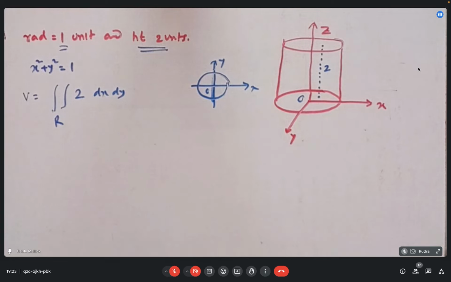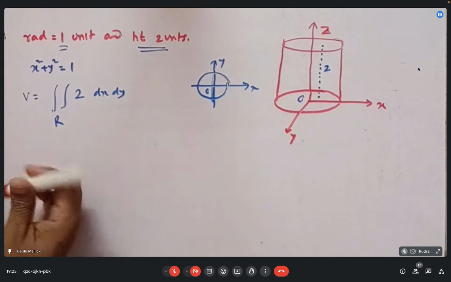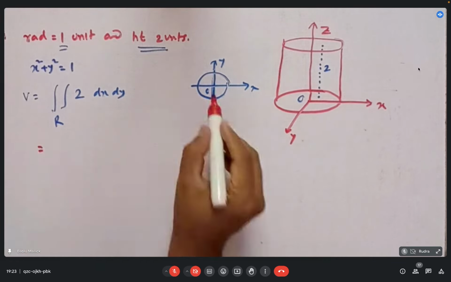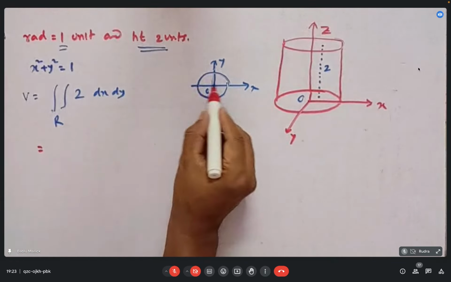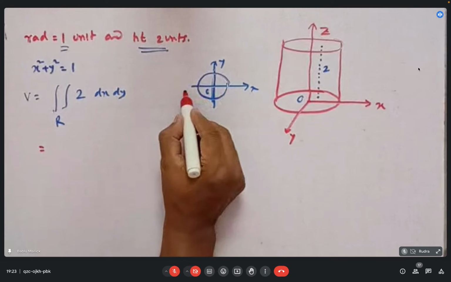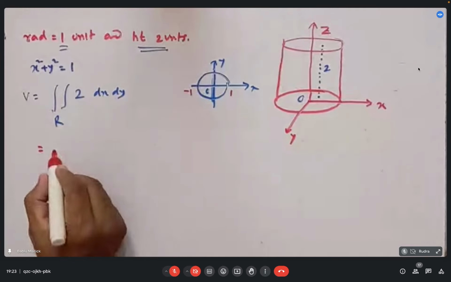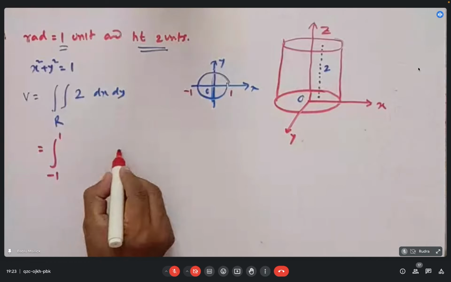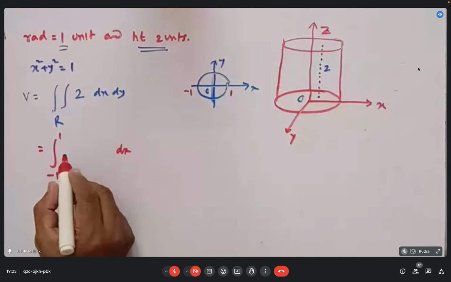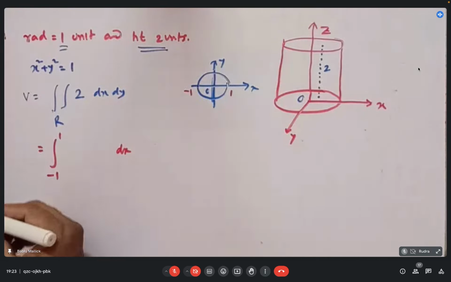So this is equal to, the complete limit of x will be 0 minus 1 to 1. So the complete limit of x is equal to minus 1 to 1, and then the complete limit of y I find.